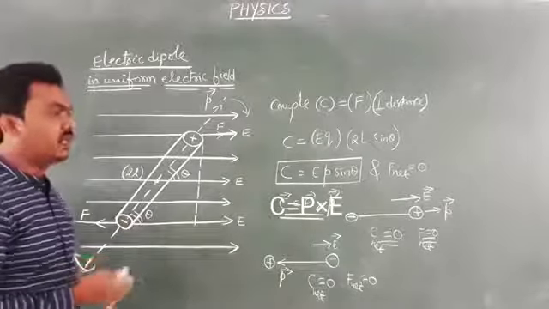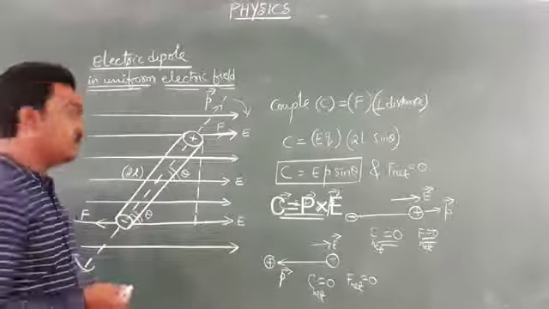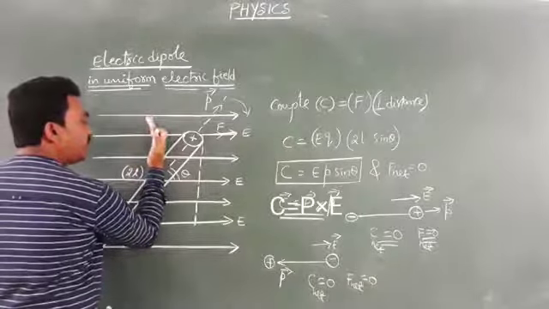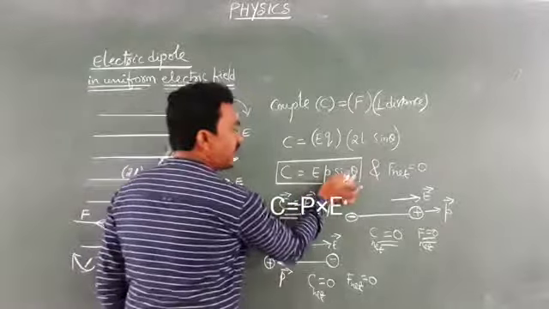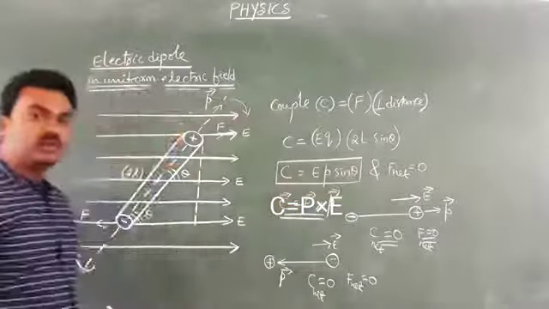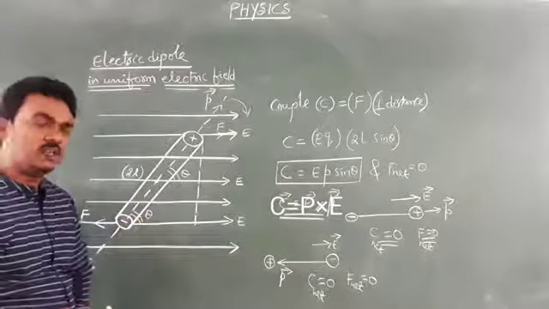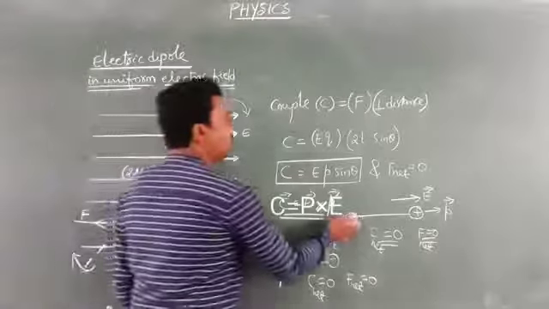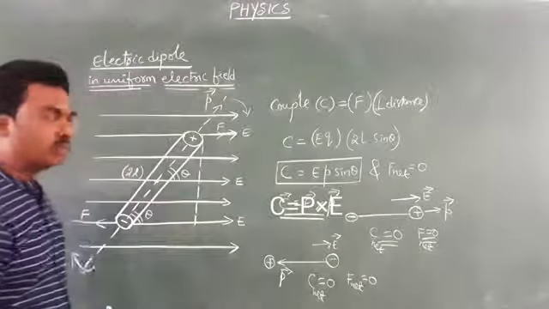And apart from this, you may ask, sir, if it is exactly perpendicular to the electric field? If it is exactly perpendicular to the electric field, still the net force is 0, but there is a couple experienced because theta equal to 90 degrees, C is equal to E into P, because sine 90 degrees is 1. So if the dipole is perpendicular to the electric field, it will experience a couple. So these are the two conditions in which the couple experienced by the electric dipole is 0.